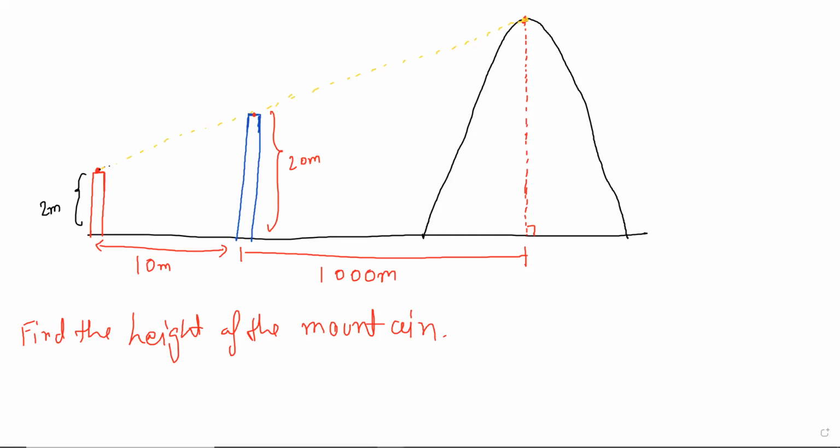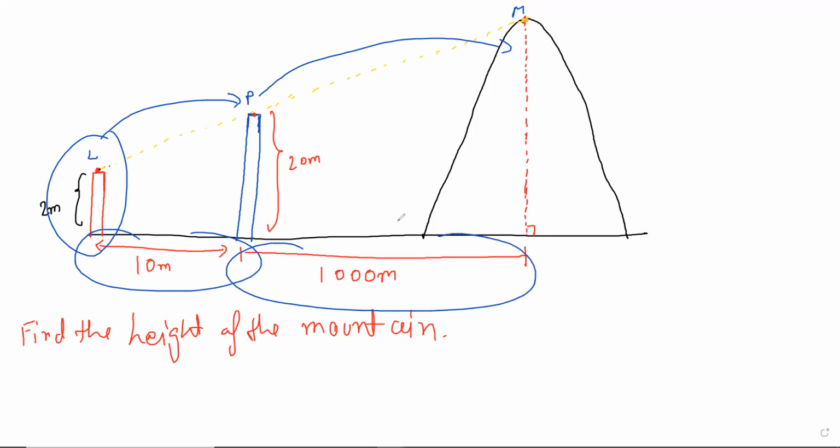Maybe for some assistance, I can label these points: L, P, M. So you can feel that the smaller pole is stretched to this bigger pole, and this is stretched to the mountain. An amount of stretching is also recorded here. So maybe you can use that.